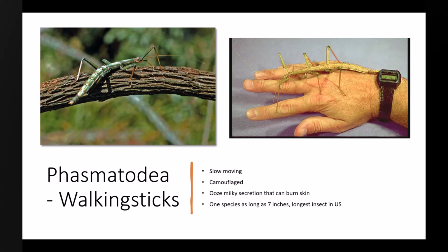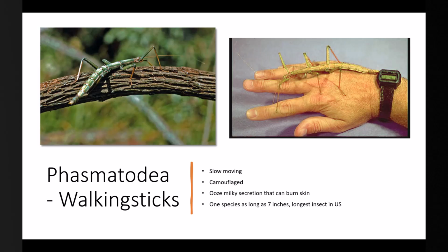They can't really move very fast, but one defense mechanism they do have is they can ooze a milky secretion out of their rear end or their body, and they can kind of squirt it at you. And this can burn your skin, but it can certainly burn your eyes if it gets in them. We do have one species that can get as long as 7 inches, and that's the longest insect in the United States. It appears to be longer a lot of times because the legs stick out and the antennae are so long, but it's really an optical illusion, and they're only about 7 inches long.